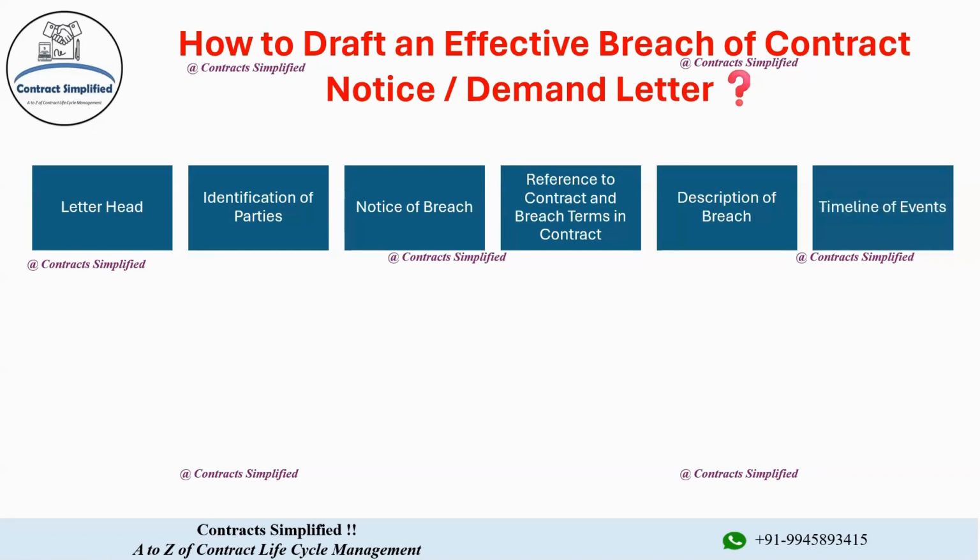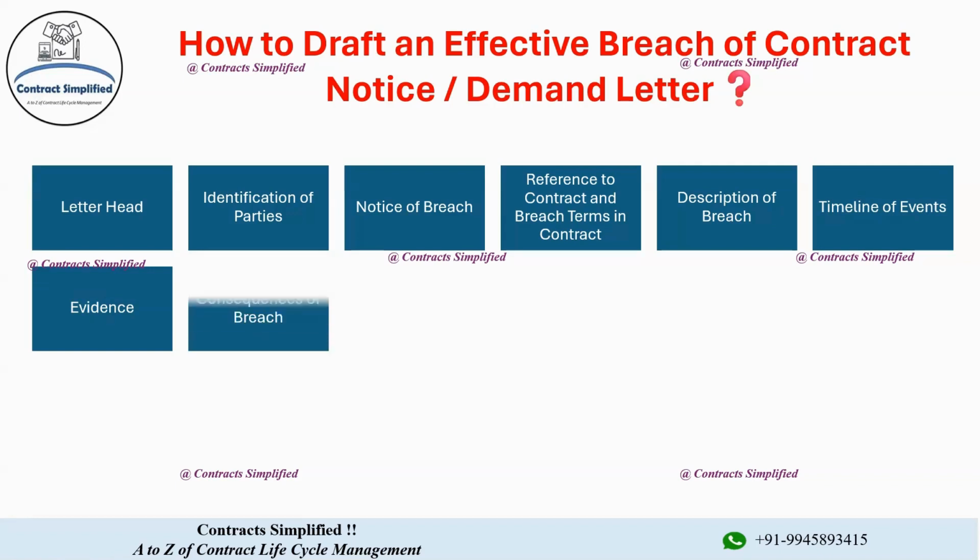Timeline of events. Include a timeline outlining the sequence of events leading up to the breach, highlighting any deadlines, milestones, or obligations that were missed or inadequately met. Evidence. Present any supporting documentation or evidence that demonstrates the occurrence of the breach. This may include correspondence, invoices, delivery receipts, or other relevant records. Consequences of breach. Clearly articulate the consequences or remedies specified in the contract for breaching parties. This could include financial penalties, termination of contract, or other legal actions.